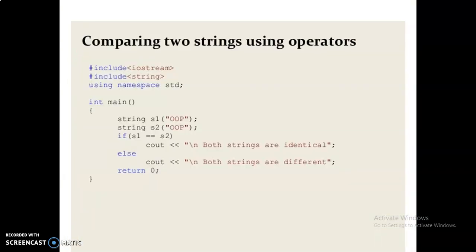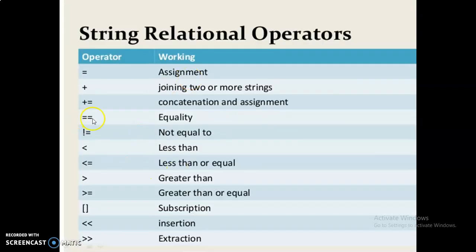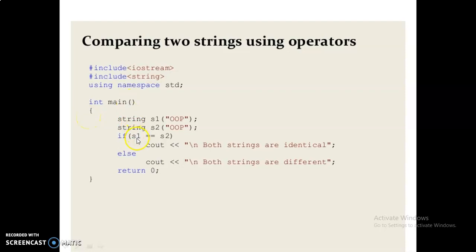This is the example program for comparing two strings using operators. Here the header file is included for the string operations. This is the string class. S1 is constructed with one argument, and here also an argument. The value of string S1 is OOP, and for S2 also the same. So a comparison takes place for equality. Double equal to is used here for the equality. If S1 equals S2, both are true, so both strings are identical. Now suppose the string S2 has C++, then the strings are not equal and the else part will be displayed.